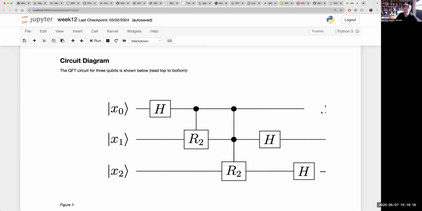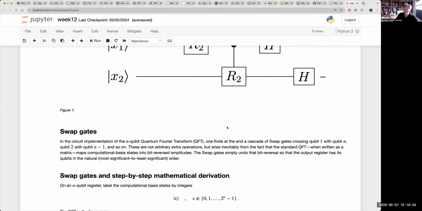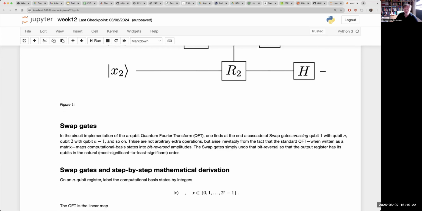And here at the end, we would perform a swap operation. The swap operation is actually needed because when you do the circuit implementation of n qubit quantum Fourier transform, you find at the end a cascade of swap gates crossing qubit 1 with qubit n, qubit 2 with qubit n minus 1, etc.